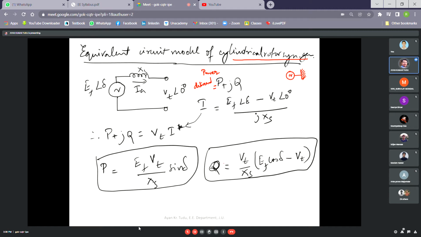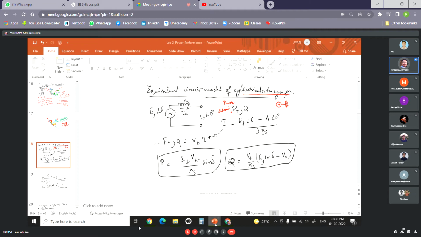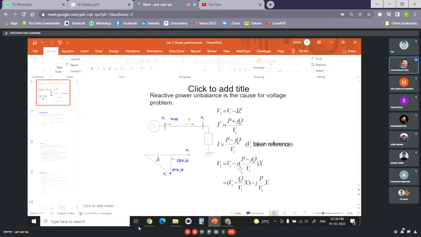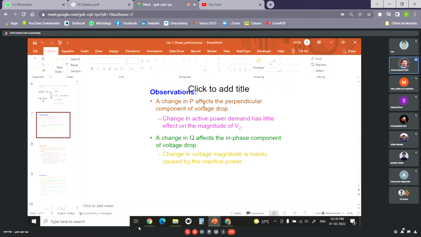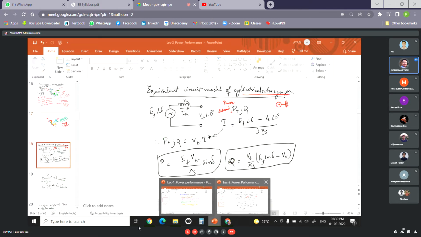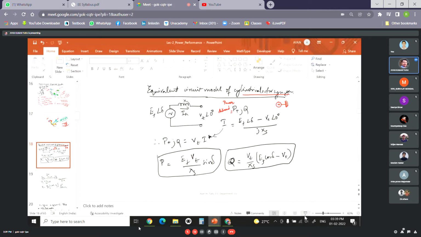So আগে যে আমরা যে ইকুয়েশনটা বার করেছিলাম আগের দিনে, so are we not getting more or less the same type of equation? Are we not getting the same type of equation where we are seeing that as delta is changing, if you remember this figure, P value is also changing. As Vt value is changing or the voltage value is changing, the reactive power portion is changing. Correct? Okay. So the change in P affects the perpendicular component of the voltage drop, and change in Q affects the in-phase component of the voltage drop.